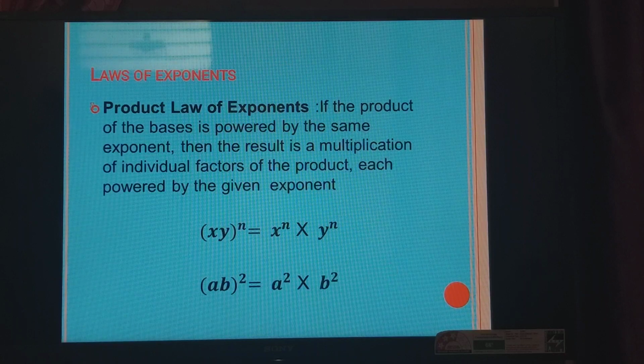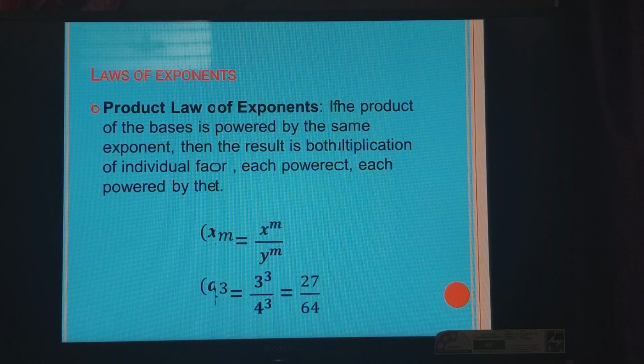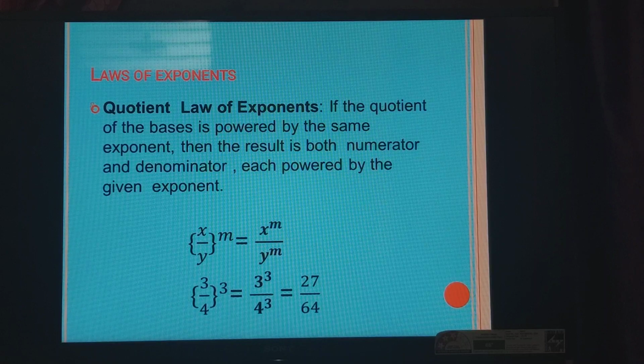Now it is the product law of exponent. If the product of the bases is powered by the same exponent, then the result is the multiplication of the individual factors of the product, each powered by the given exponent. Here, xy raised to n is equal to x raised to n times y raised to n. For example, ab squared is equal to the product of a squared and b squared.